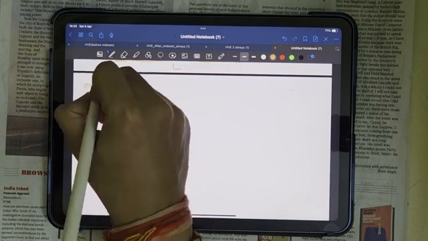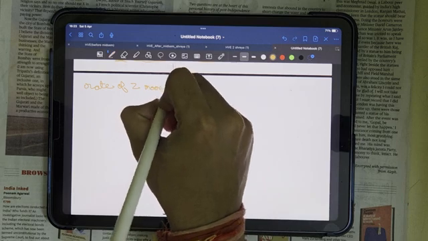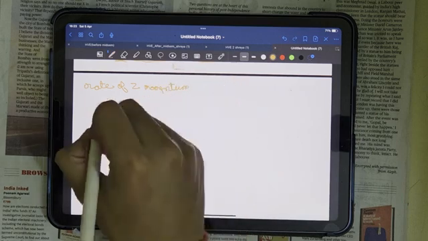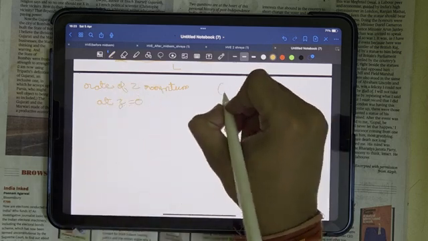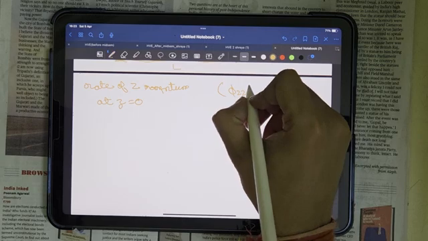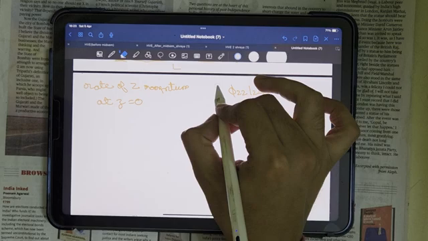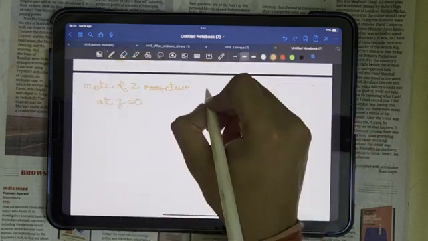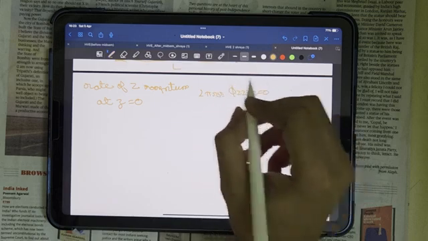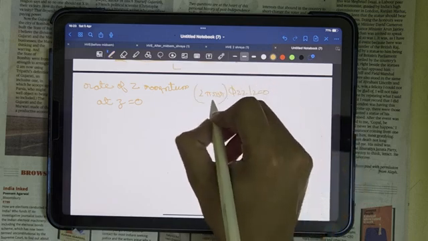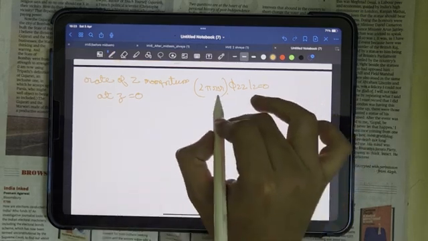So we will write the rate of z momentum at z equal to 0. This will become phi zz. So this is our area and this is flux. So flux multiplied by area becomes rate.